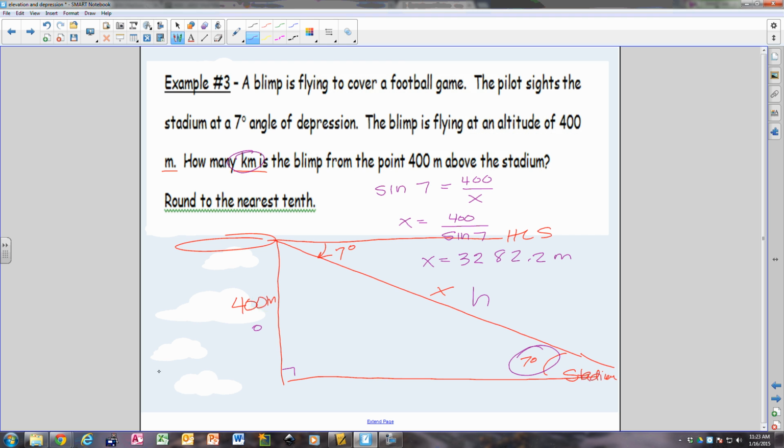So if you use your King Henry died by drinking chocolate milk, and I'm here at the base because we're at meters. Meters is our base. That means I have to go 1, 2, 3 places over. So 1, 2, 3. So x would be 3.3 kilometers. So that is how far the blimp is from the stadium.